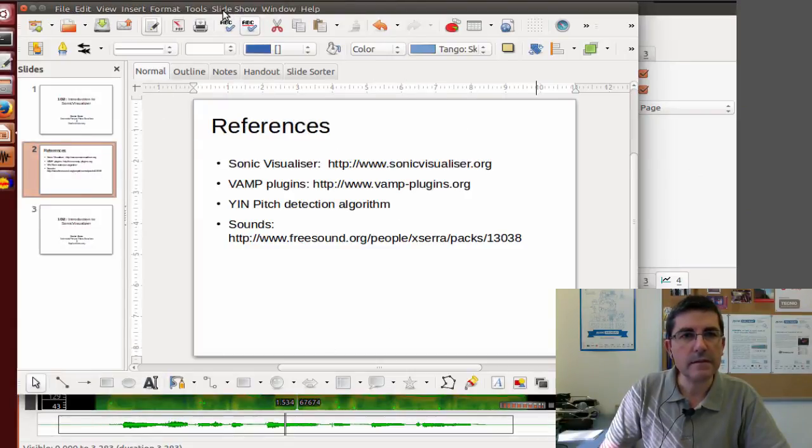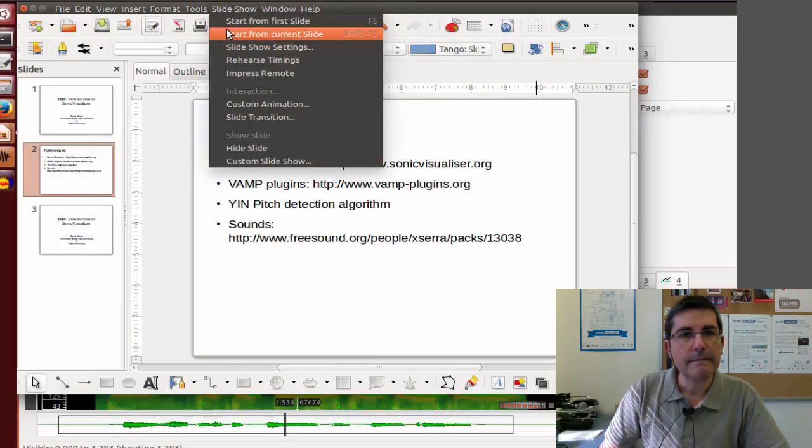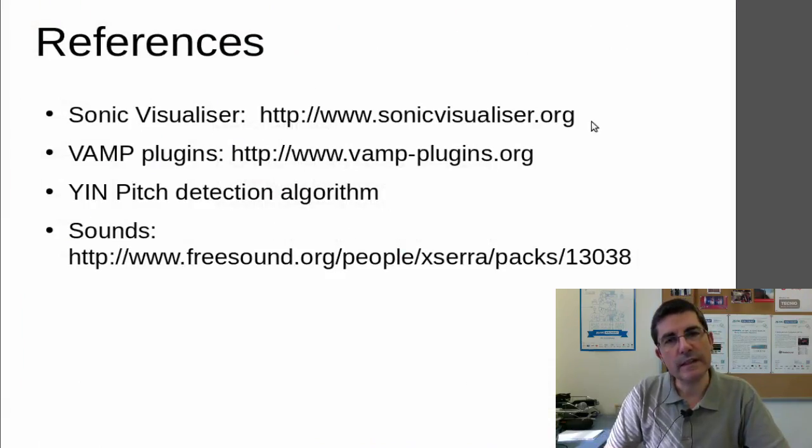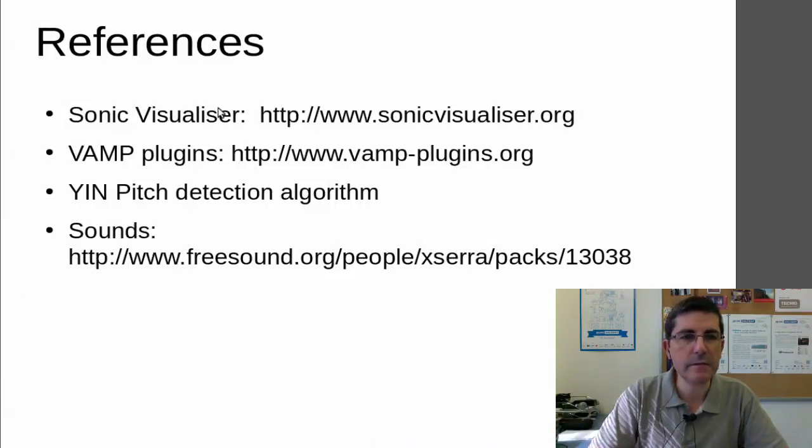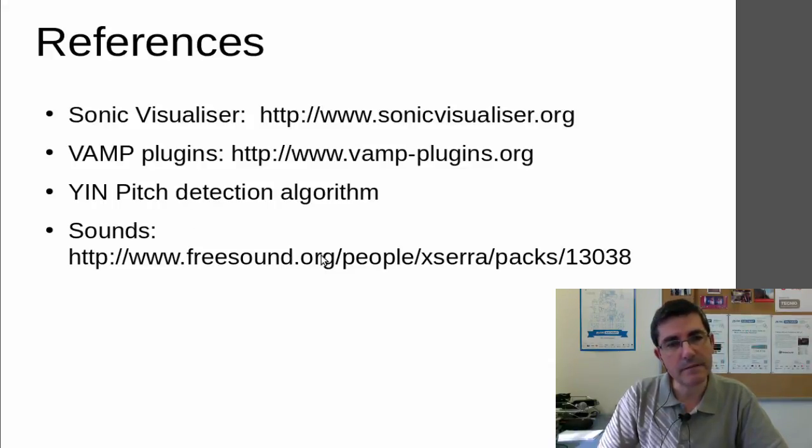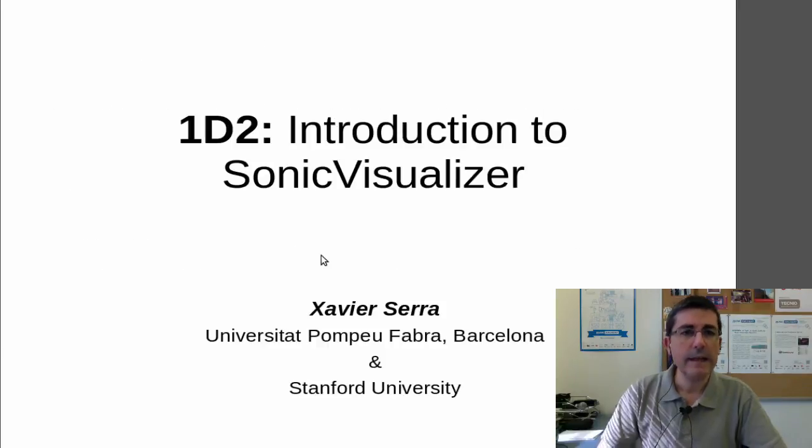Let's go back to the slides. So you can go to the SonicVisualizer page to get information about the program. There is the plugin, the VAMP plugin. It has a special page that you can access from the SonicVisualizer page. We mentioned the YIN pitch detection algorithm that we will cover later on, and there are quite a few references about it. And this speech sound came from Freesound. And that's all for today.